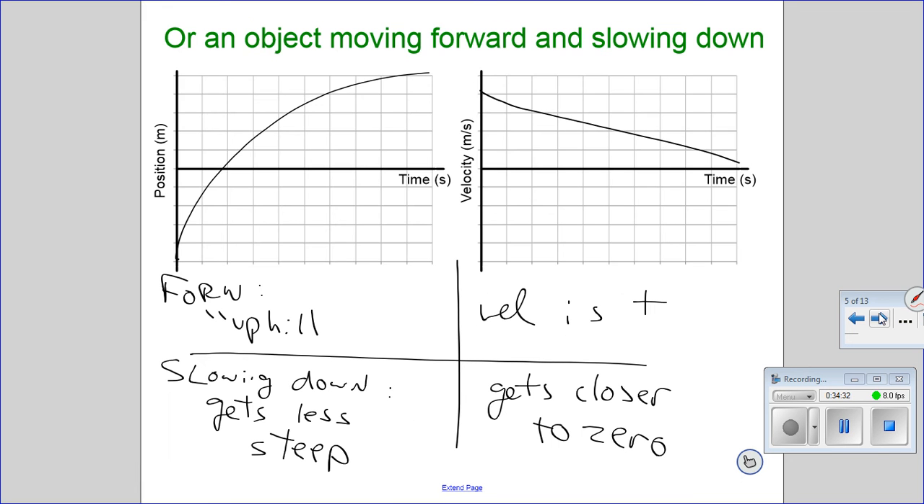Okay. How about this guy? What's the velocity doing? Increasing or decreasing? Decreasing. So that means the acceleration is negative. Acceleration, negative. Does that make sense?